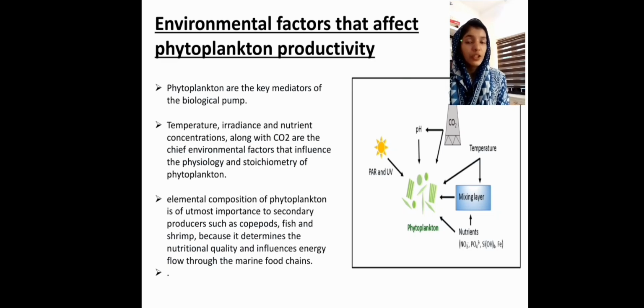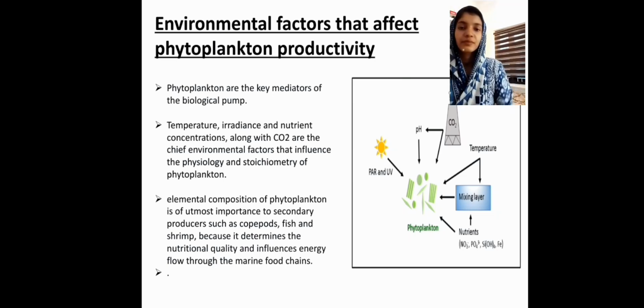So, phytoplankton, we know, are the key mediators of the biological pump. Temperature, irradiance, nutrient concentration along with the CO2 are the chief environmental factors that will influence the physiology of the phytoplankton. So, the elemental composition of phytoplankton is of importance to secondary producers such as copepods, fish, shrimp, etc. because it determines the nutritional quality and it will influence the energy flow through the marine food chains.